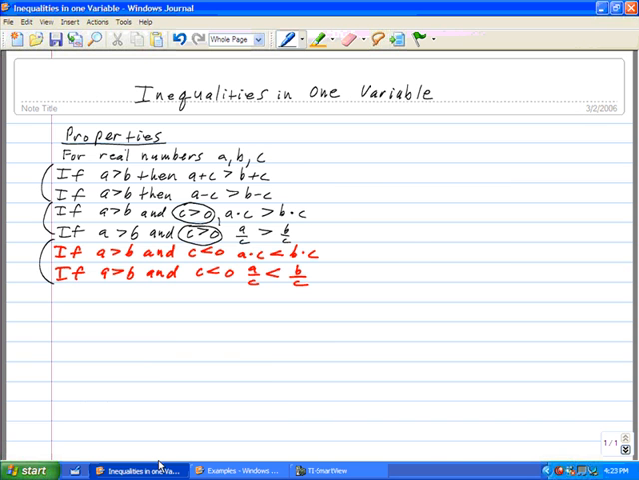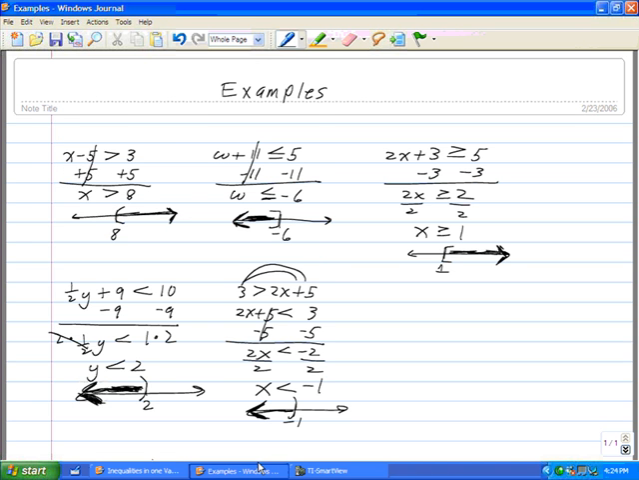Now let's look at these last two, see where the difference is. The last two say that if A is greater than B and C is less than 0, in other words, they are specifically talking about a negative value here. If you multiply or divide by that negative value, the sign has to turn around. That's the main point in the last part of that property: multiplication or division by a negative value will in fact change the sign.